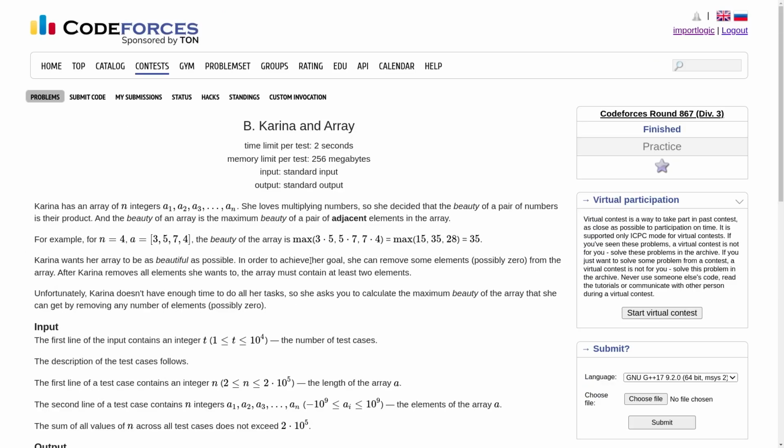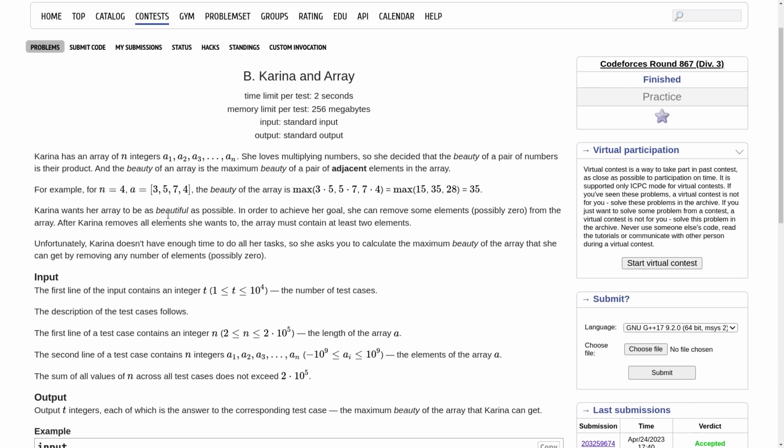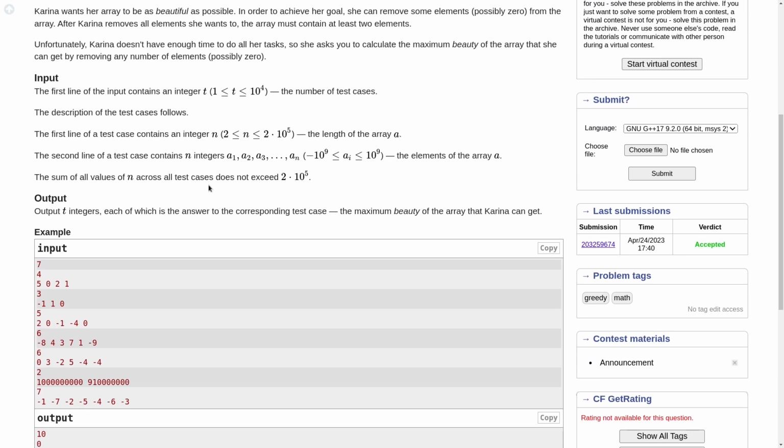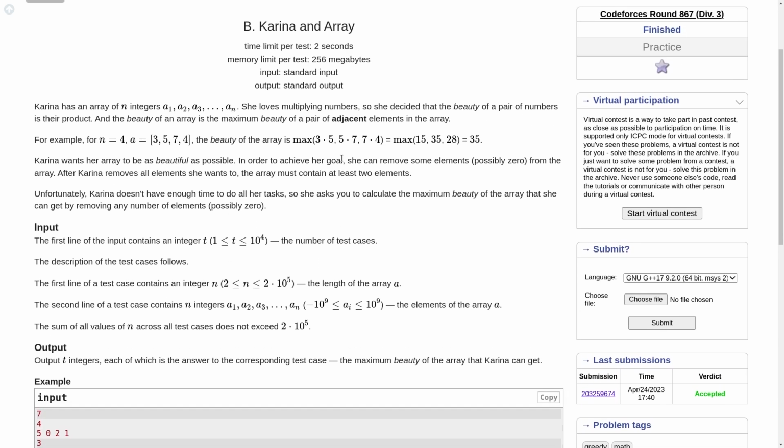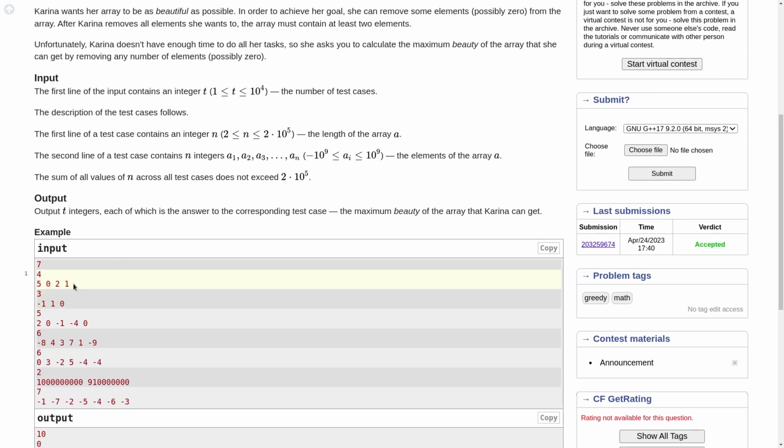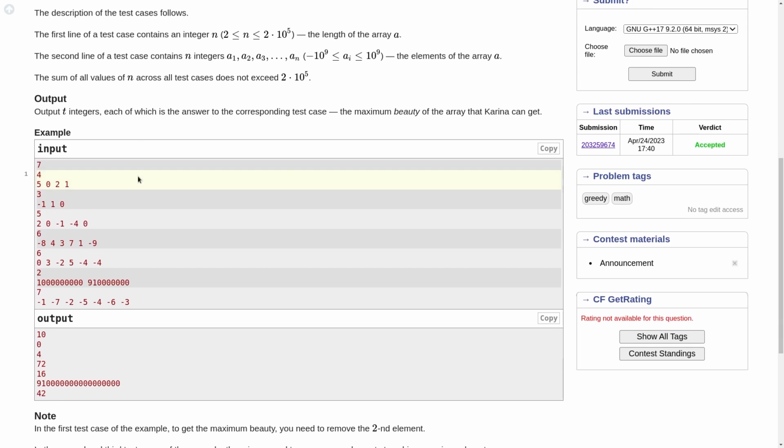So let me close this tab. For the second problem, we have an array of integers. The problem statement says that we have to maximize the beauty of the array. The beauty of the array is defined as follows: if there are integers 3, 5, 7, 4, we take the product of the adjacent elements, so 3 times 5, 5 times 7, 7 times 4, and the maximum among these values is the beauty of the array, right? We have been given an input array, we have to find the maximum beauty of the array, and we can arrange the elements in any possible order.